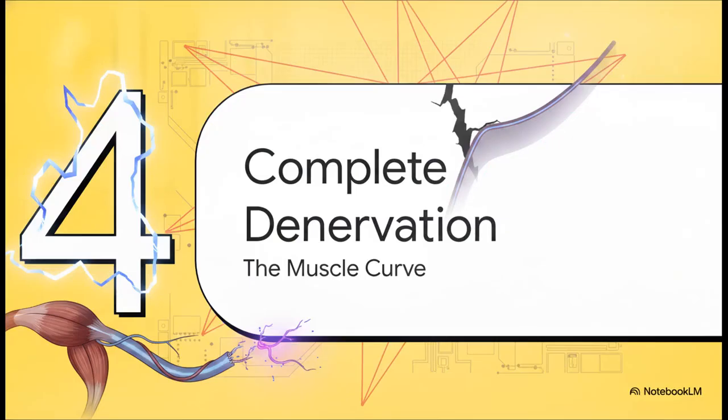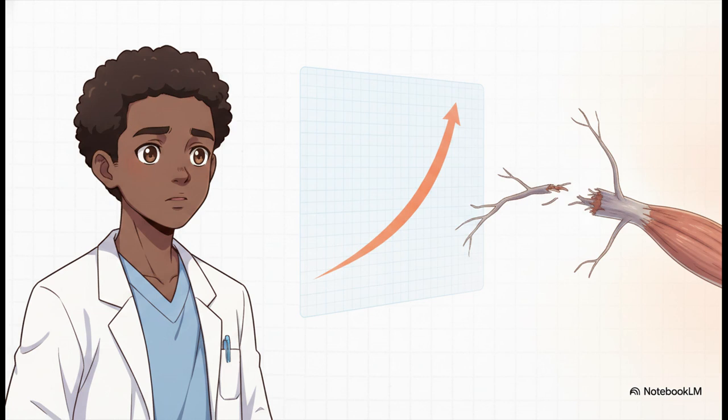Now for Section 4, Graphing Complete Denervation. In this case, it's a completely different story. All the nerve fibers supplying the muscle have degenerated. Because the nerve is totally out of commission, our electrical stimulus is no longer triggering it. Instead, it has to stimulate the muscle tissue directly. So to explain in easy terms, this state is commonly referred to as a muscle curve.